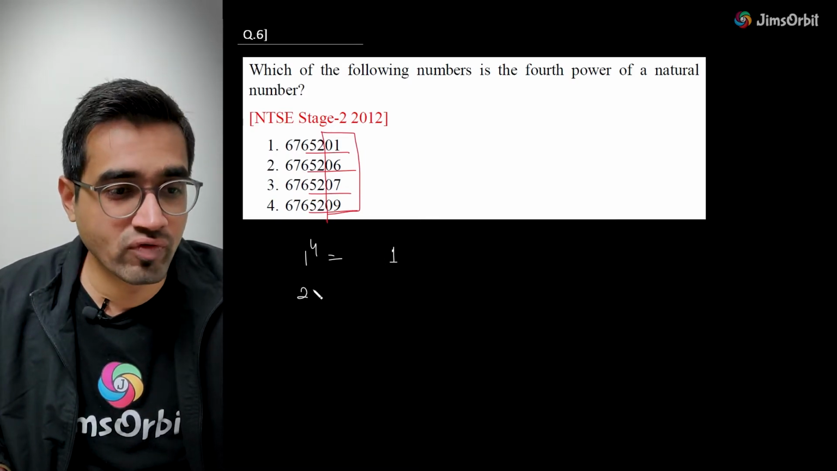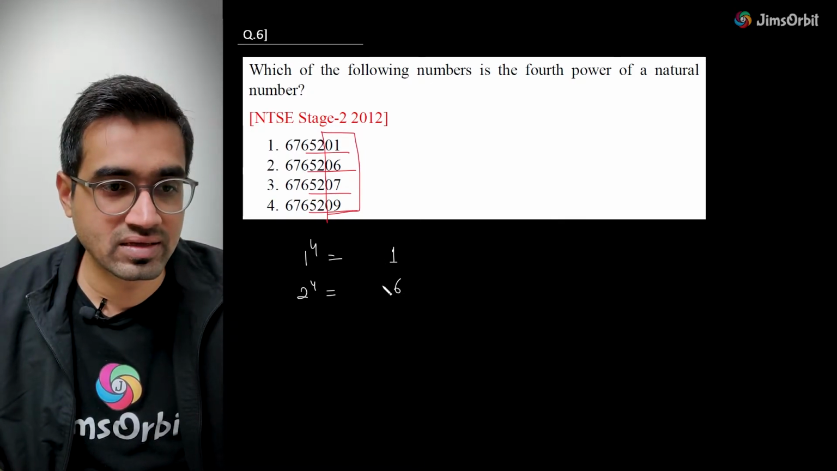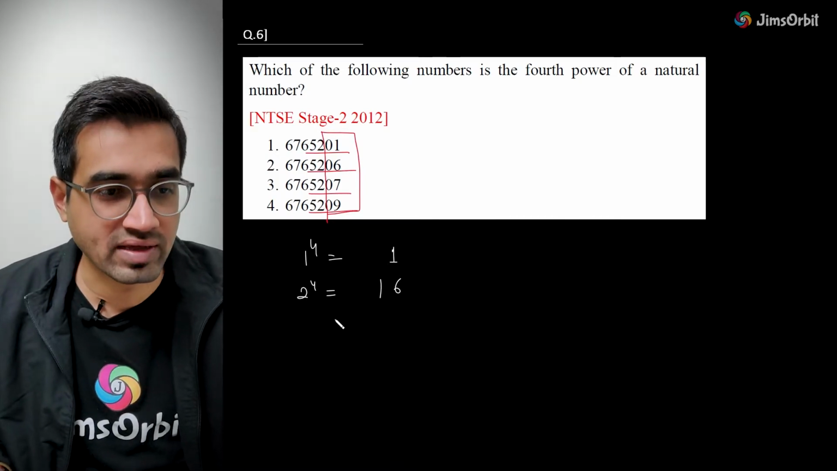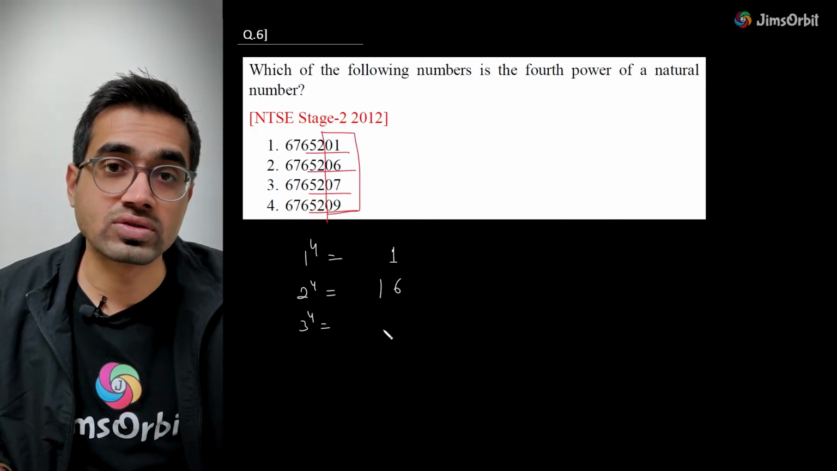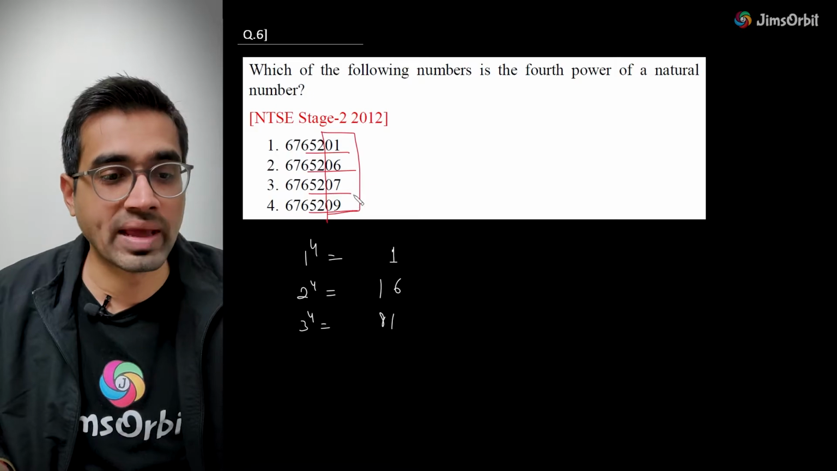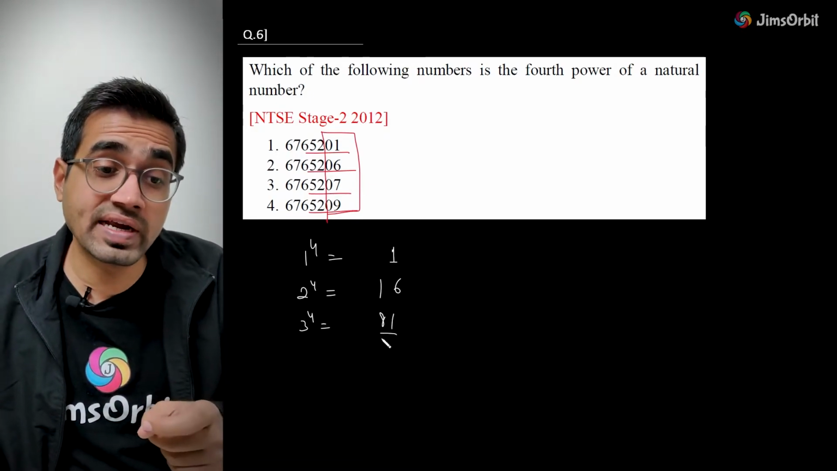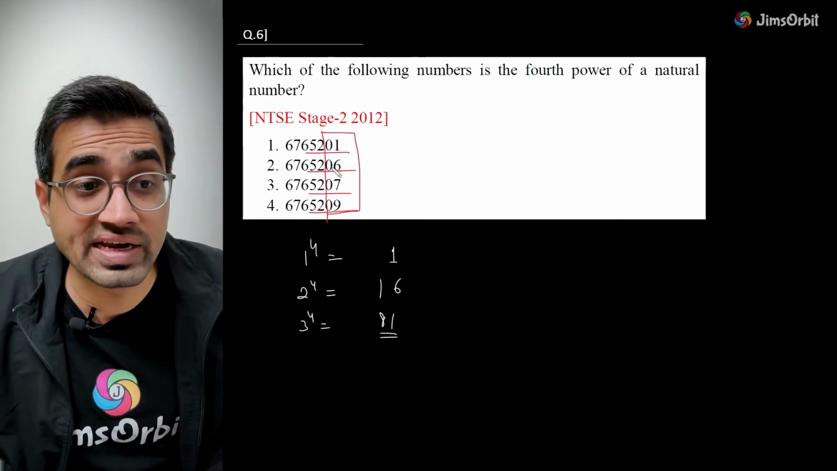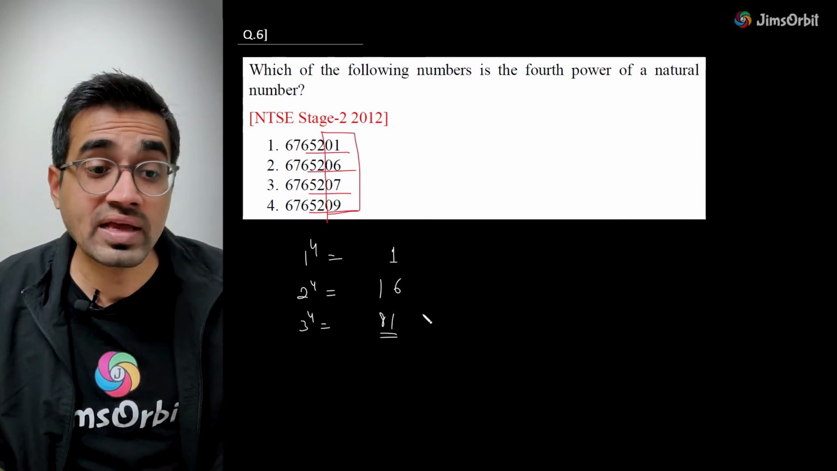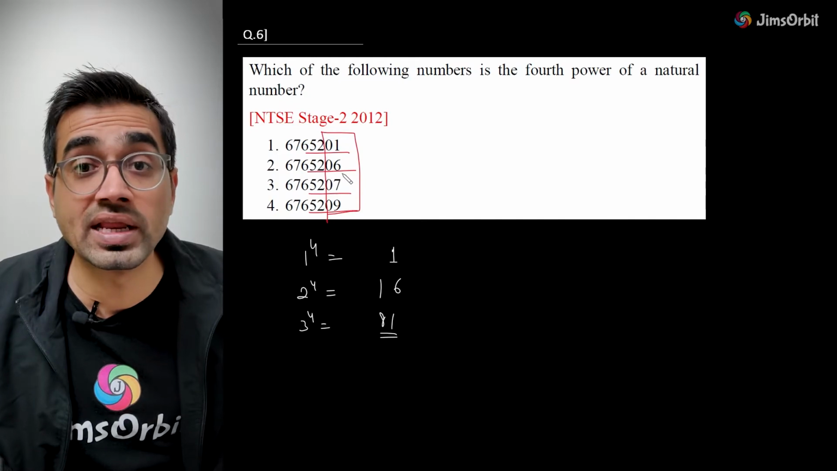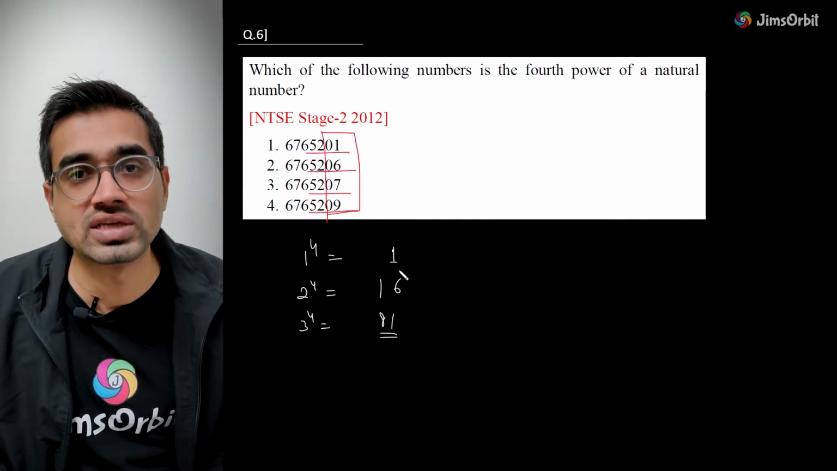Correct? Okay, let's go for 2 to the power 4. 16. Oh, 06. Not happening. 3 to the power 4. So 81. Oh, not happening. Any number's 4th power ending in 3 will give me 81, and 81 is none of this. So it's not happening. 16 is not going to happen because it's written 06. 01 only has got the chance so far.